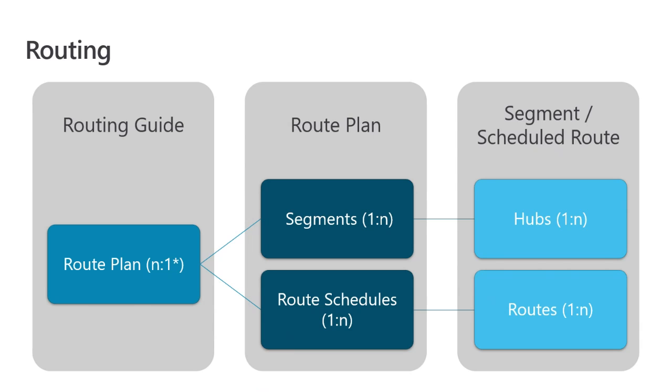So again, as we're configuring, we would want to make sure that we have our hubs defined before we create our segments within our route plan. And then we've got our route plan that we can tie to our routing guide. So we kind of work in reverse to make sure we've got all the dependent configurations set up.